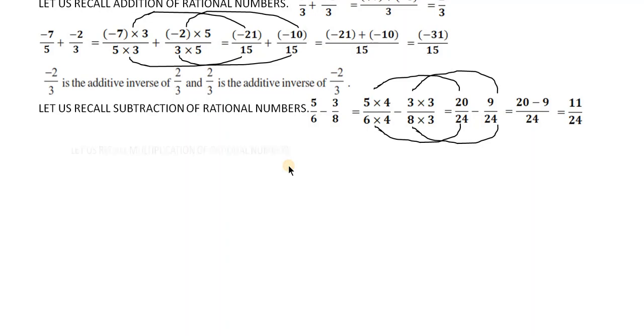So subtraction done. Now let us recall multiplication of rational numbers. In multiplication you will not find LCM. Understand it? In division also you will not find LCM. LCM is taken only when there is addition and subtraction in fractions or rational numbers.